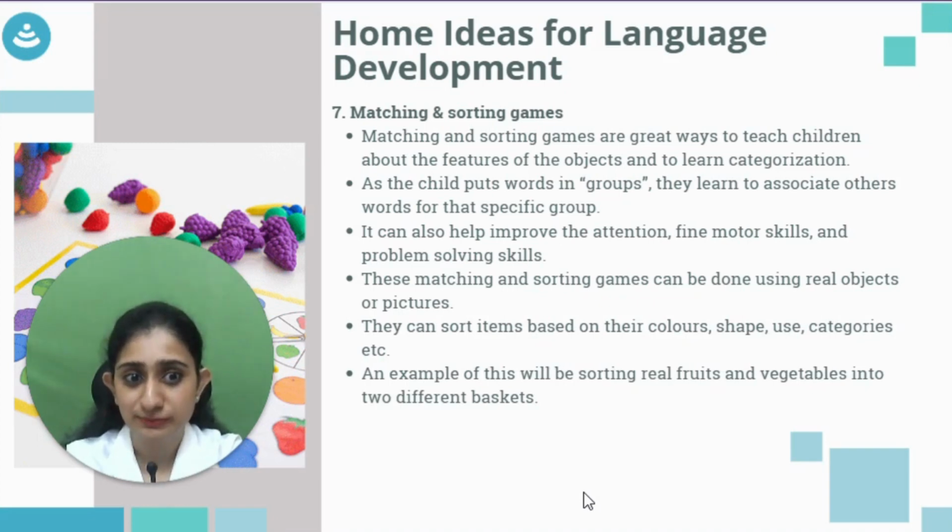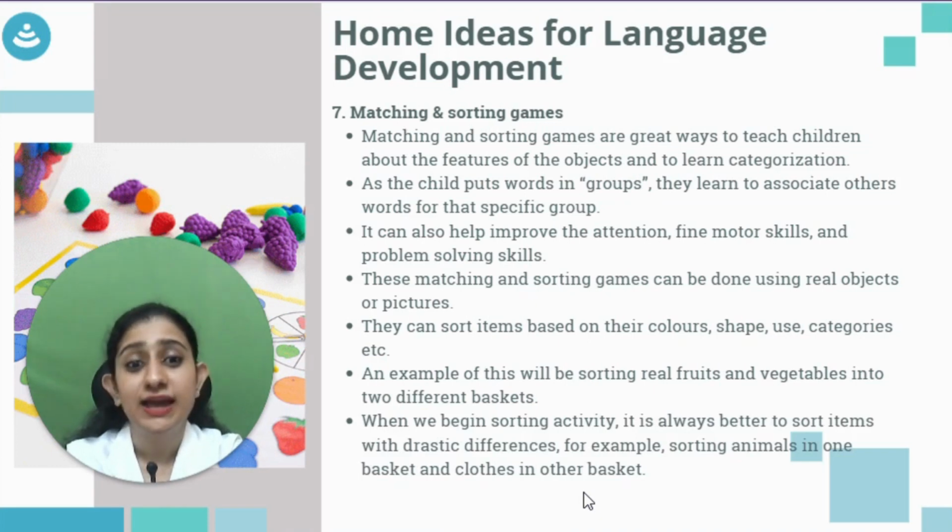An example of this will be sorting real fruits and vegetables into 2 different baskets. And when we begin sorting activity, it is always better to sort items with drastic differences. For example, sorting animals in one basket and maybe clothes in another basket.